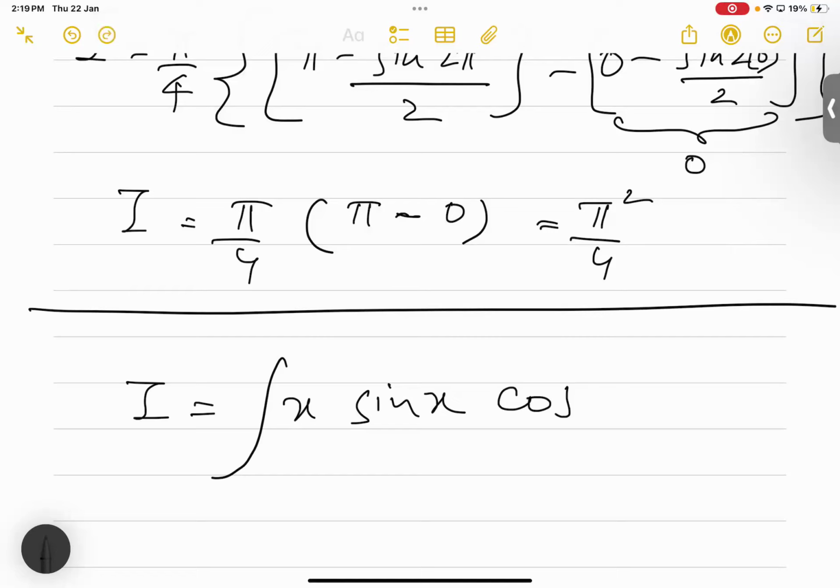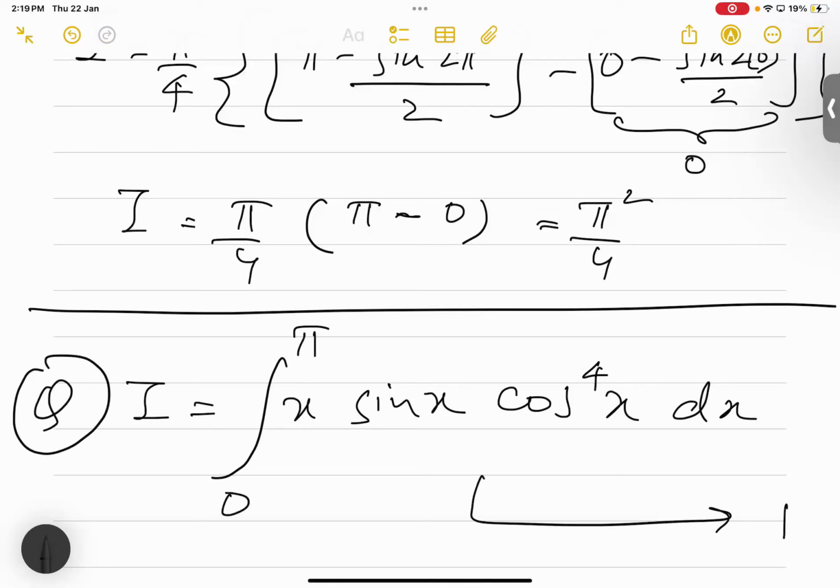Integral of x sin x cos raised to 4 x dx from 0 to pi. Equation number 1. So again, I'm telling you, for definite integrals, if you're not touching the textbook, that's fine. Rely on our YouTube videos and the problems which I'm covering.